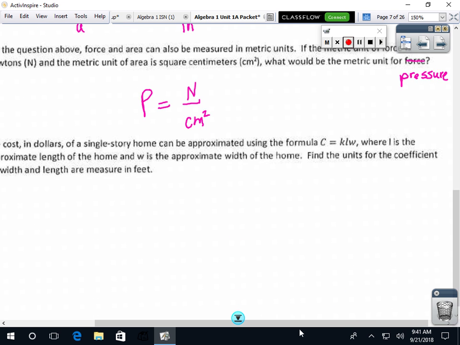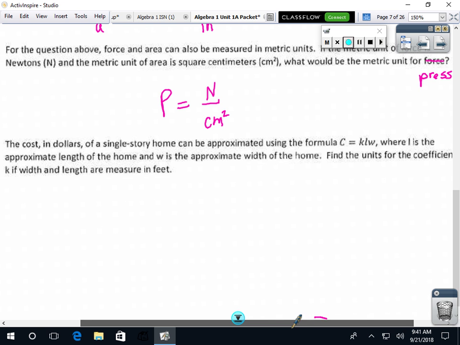All right, last one. The cost in dollars of a single-story home can be approximated using the formula C for cost equals KLW, where L is the approximate length of the home, W is the approximate width of the home. Find the units for the coefficient K if width and length are measured in feet. So we don't know anything about the cost, and K is a constant, like how much it costs per foot for the length and width. So we're just going to leave K as itself.